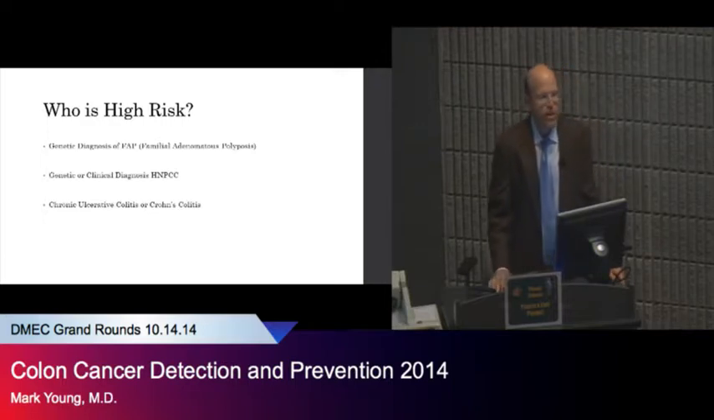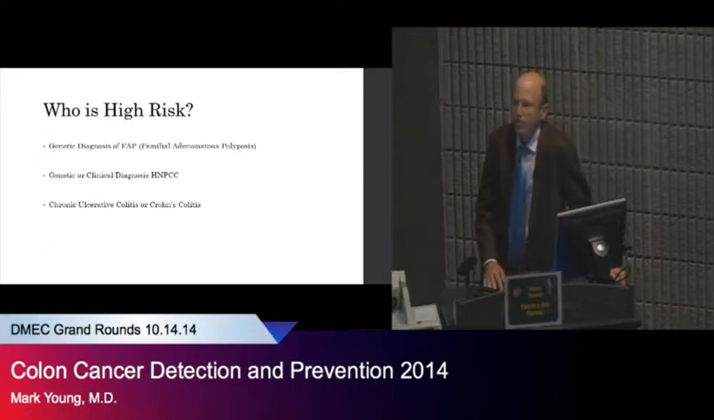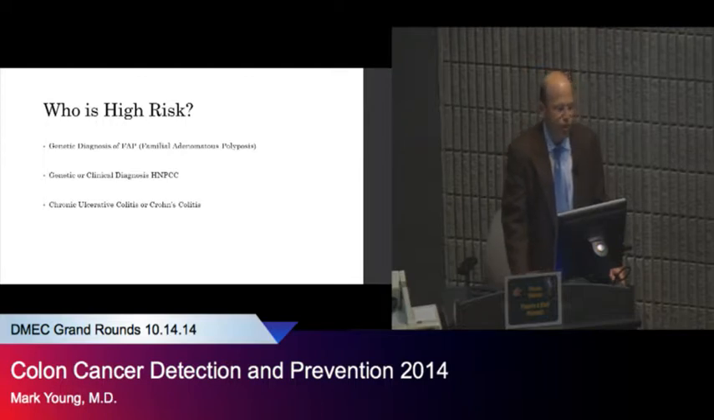Well, patients that have a genetic diagnosis of familial adenomatous polyposis, patients that have a genetic or clinical diagnosis of hereditary non-polyposis coli, or patients that have chronic ulcerative colitis or chronic Crohn's colitis. So someone that has 10 to 12 years of pancolitis, whether it's due to ulcerative colitis or Crohn's, is at increased risk. And screening ought to start every 2 years with every 10 centimeter biopsies in four quadrants.